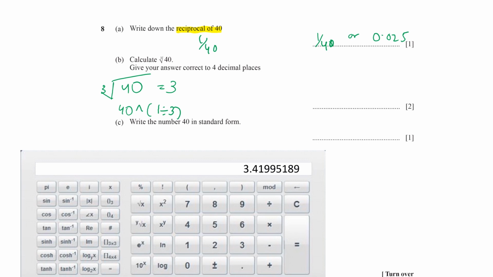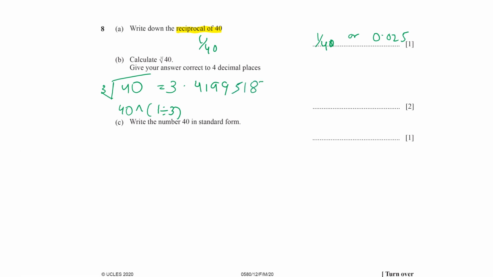So the answer is going to be 3.41995189. Right? Now we have to round off correct to 4 decimal places. So the fourth decimal place will be the place over here. So it's going to be 3.4200, right? Okay, write the number 40 in standard form. So now we have to write 40 in standard form. It's going to be 4 times 10 to the power 1.